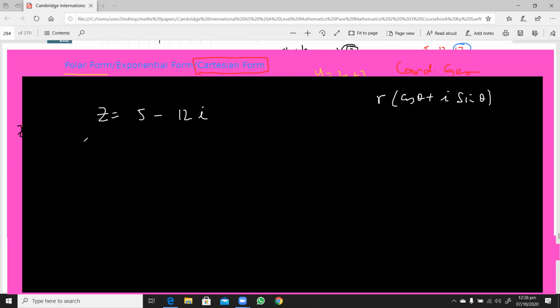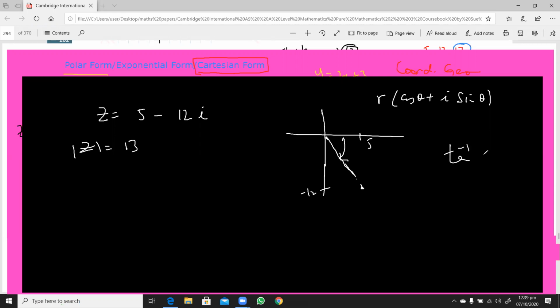Well, let's find this modulus quickly. The modulus is going to be 13. We know that 5 square plus 12 square is going to give us 13. Now, for the argument over here, this is 5 over here, and here it is minus 12. So the complex number is going to be somewhere over here. Now, someone quickly tell me what is tan inverse of 12 over 5. You can give your answer in degrees. Come on, tell me quickly what is this tan inverse of 12 over 5?